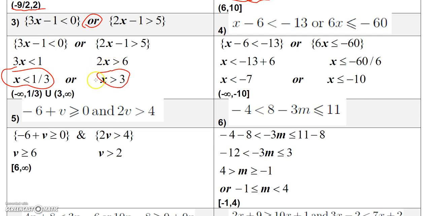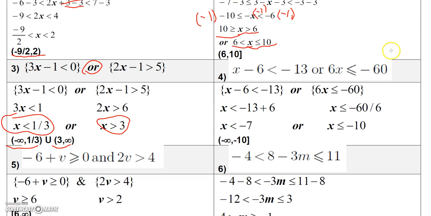So what this tells me is that the solution set represents all values less than 1/3, so that would be this region in interval notation, union with all values greater than 3, so that would be this set. So it's everything less than 1/3 plus everything greater than 3 is the solution set. All right, let's do another one. This one here is similar.